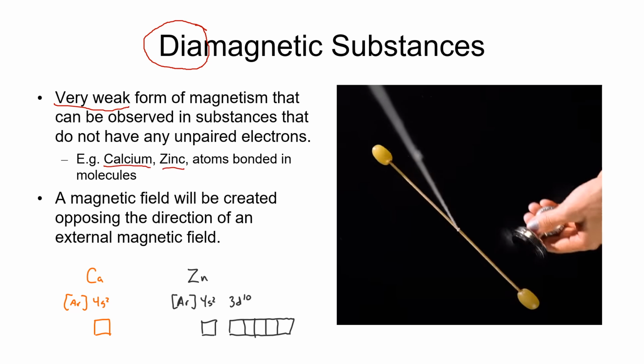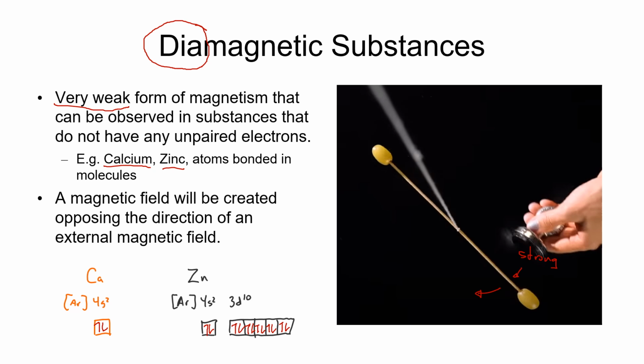So if you look at calcium or zinc, all of the electrons, even in the valence shell of calcium and zinc, are all paired. There are no magnetic fields that aren't canceled out by having the spins of both electrons opposing each other. And so this results in producing a magnetic field only when other stronger magnetic fields are close by that oppose an external field. And so there's always going to be this repulsion that happens.